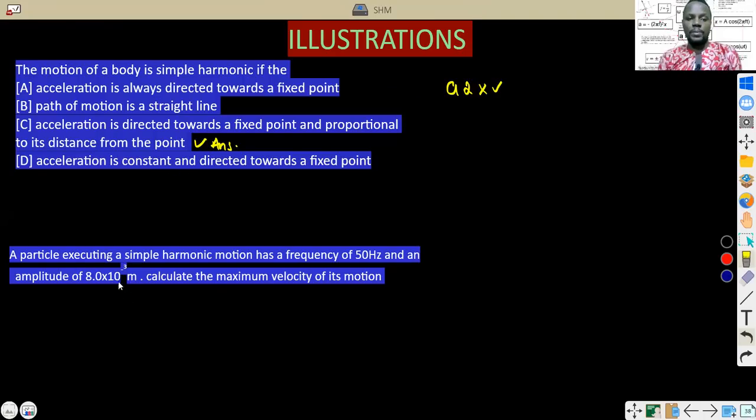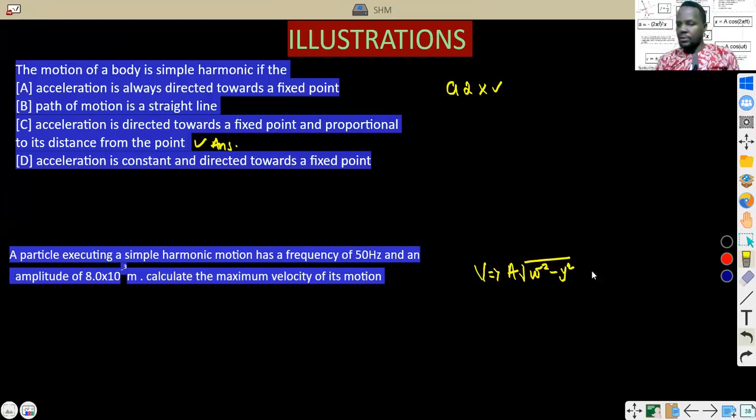The next one says a particle exhibiting SHM has a frequency of this and an amplitude of this. Calculate its maximum velocity. What is maximum velocity? We have studied maximum velocity. We say maximum velocity at the mean position is given by omega times the square root of A squared minus y squared. This is the formula I gave to you if you are following. So from here, we know A is 8 times 10 to the power negative 3. I presume that is what the student writes here.